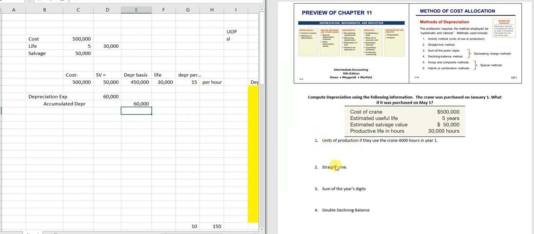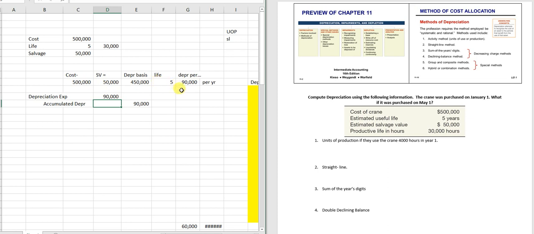So the next one, straight line, my depreciation is based on life, and I have it for 5 years. So in this particular case, it is 90,000, but not per hour, per year. So for the first case, if I purchased on January 1st, my entry is depreciation expense, accumulated depreciation, 90,000. Again, I would prefer you write this as a fraction: 500,000 minus 50,000 divided by a life of 5 years is 90,000 a year.